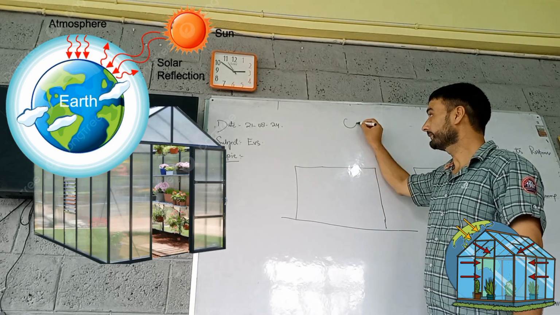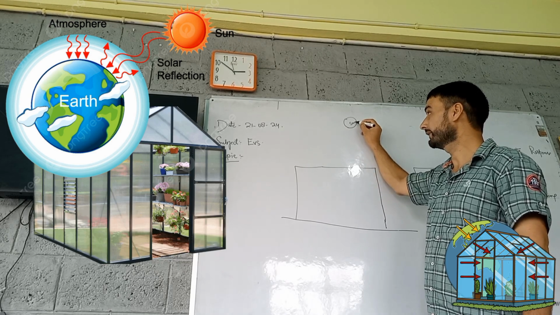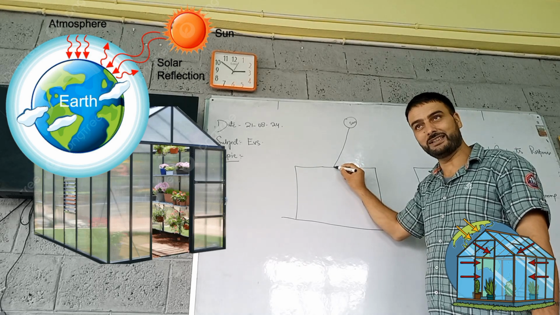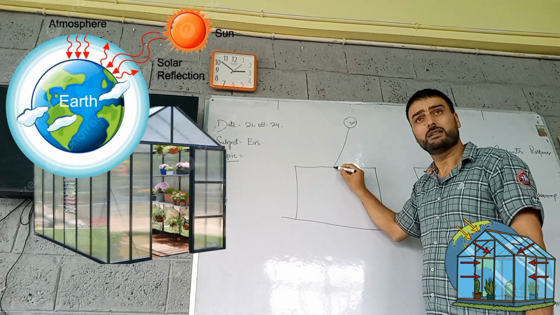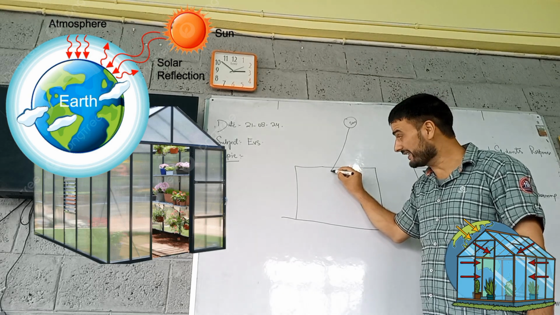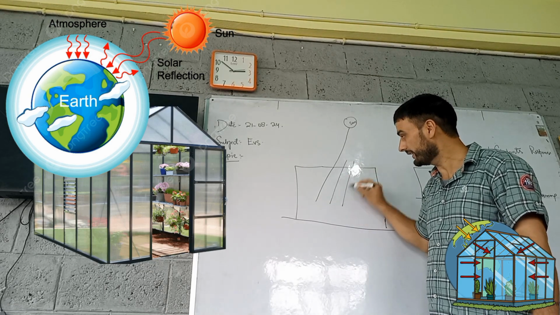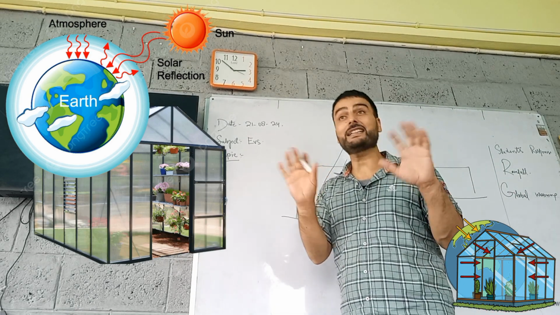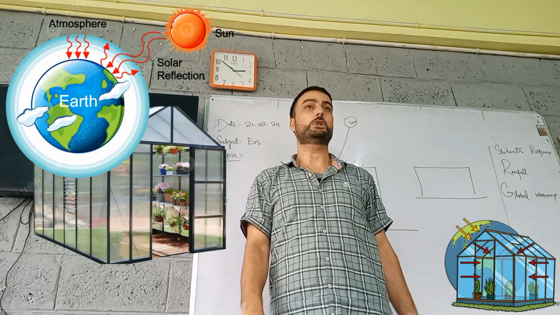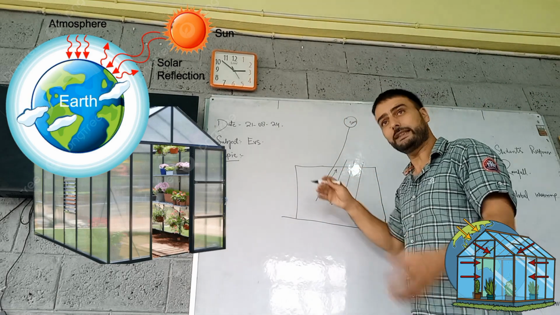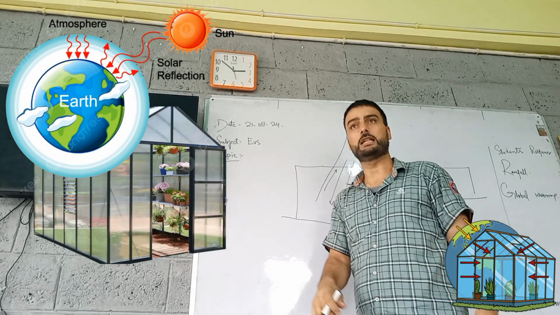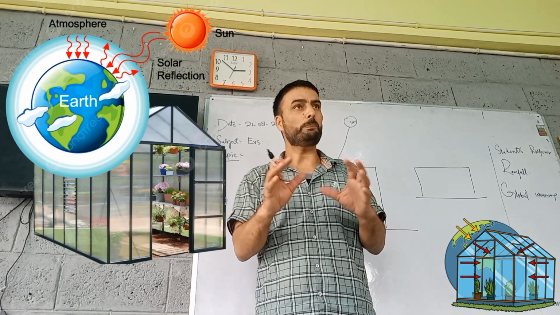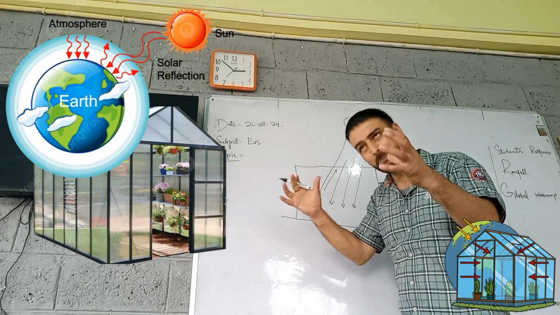My dears, suppose this is the sun. The sun emits radiation, rays. When sun rays fall on this greenhouse, this transparent glass allows sun rays to go into the greenhouse. It allows them. But this glass does not allow sun rays to escape, to go back. It allows sun rays to come into the greenhouse, but it does not allow them to go back from the greenhouse. So we can say this greenhouse traps the sun rays.